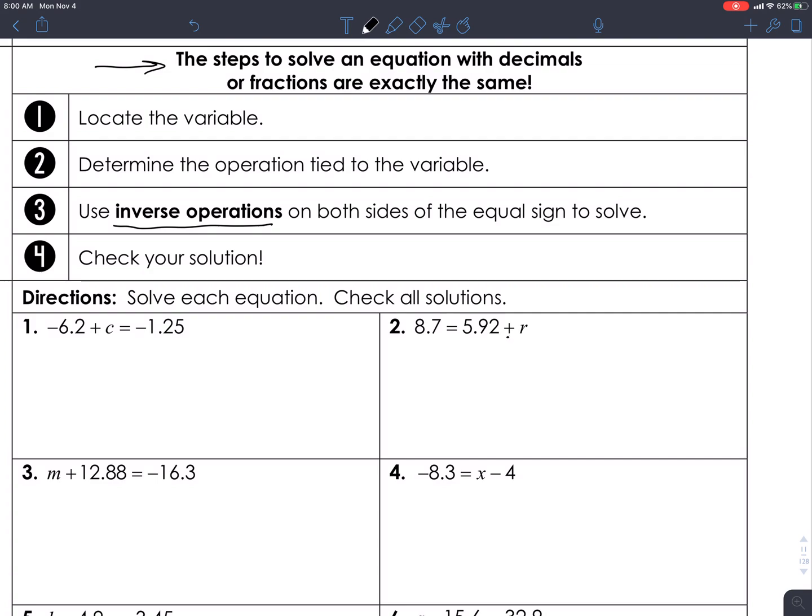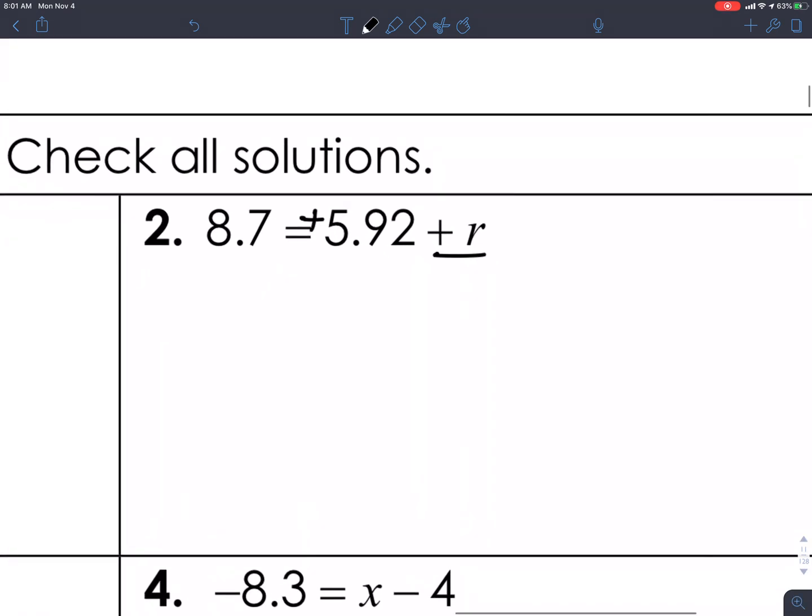Locate the variable. Here's the variable, it's a positive r. Determine the operation tied to the variable. What are they doing to the positive r? Well, we're adding 5.92 to r. Use the inverse operation to get rid of it. So I'm going to make this really big just so it's simpler to work with. I need to subtract 5.92 to get rid of it. I want the r by itself. That's gone. I don't need to write the 0, but I can bring down the positive r. I'm going to subtract 5.92 on this side also.